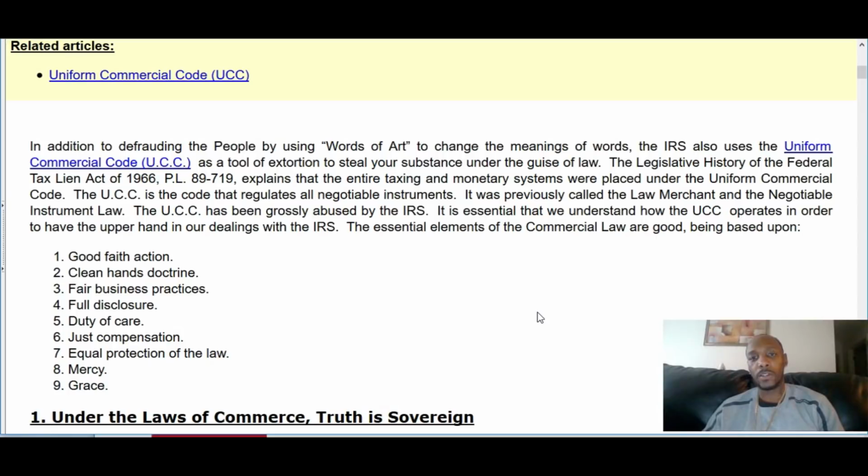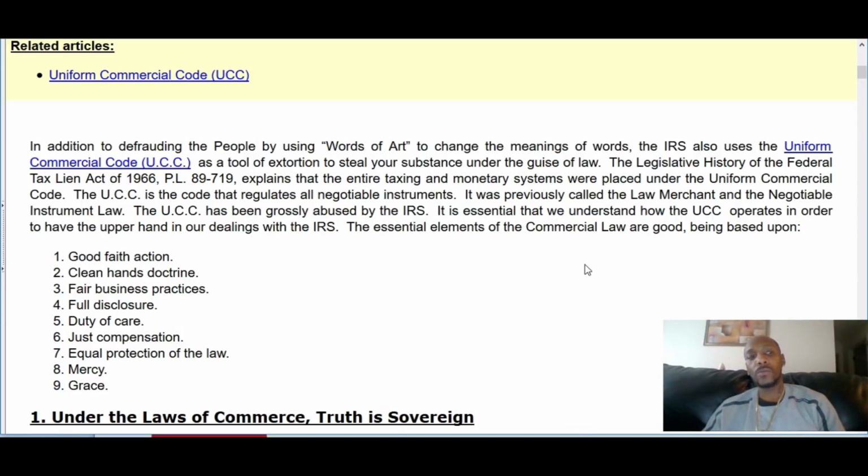It is essential that we understand how the UCC operates in order to have the upper hand in our dealings with the IRS, as well as other corporate entities like the IRS. The essential elements of the commercial law are good, being based upon the following.